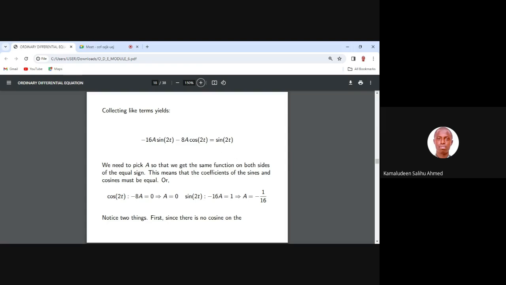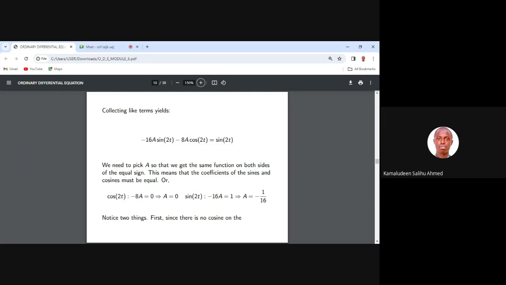So you check what you're having in the left hand side and see if it has a correspondent here, and you check the coefficient of the correspondent, which is what you equate to the left hand side on each. So the sine you check, the cos you check. Okay, so now we need to pick a so that we get the same function on both sides of the equal sign. This means that the coefficient of the sine and cosine must be what? Must be equal.